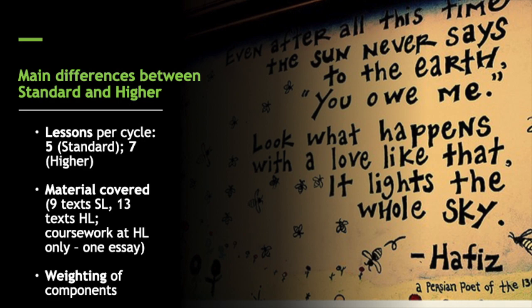The main differences between higher and standard level are there are 5 lessons per cycle at standard level and 7 at higher. The material covered, 9 texts at standard level and 13 texts at higher level. The coursework at higher level, obviously, I've just mentioned the essay, is an additional feature for higher level. And the weighting of the components, as you will see.